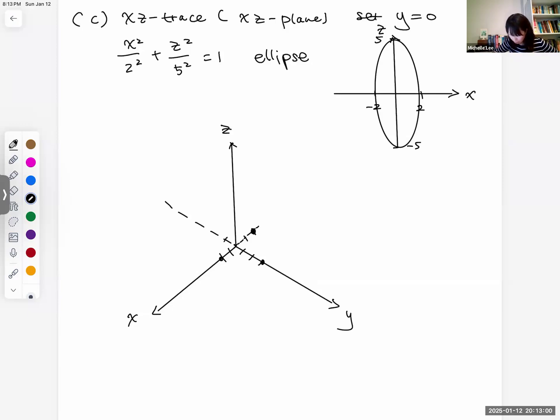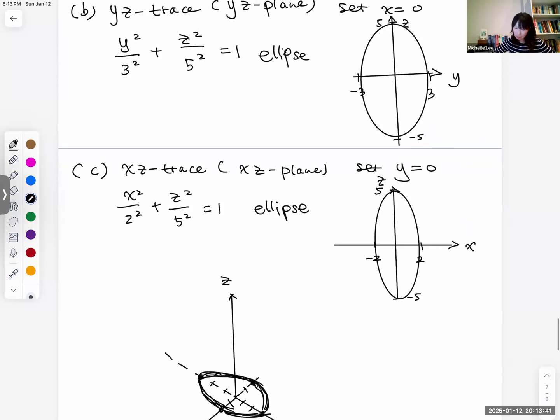1, 2, 3. Okay, so let's connect. This is 3 dimensional, so it looks like 3 dimensions, right? But then we know the shape is an ellipse, right?